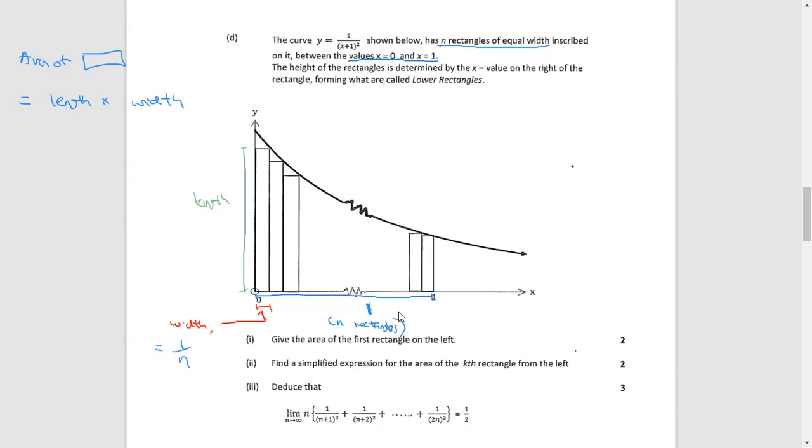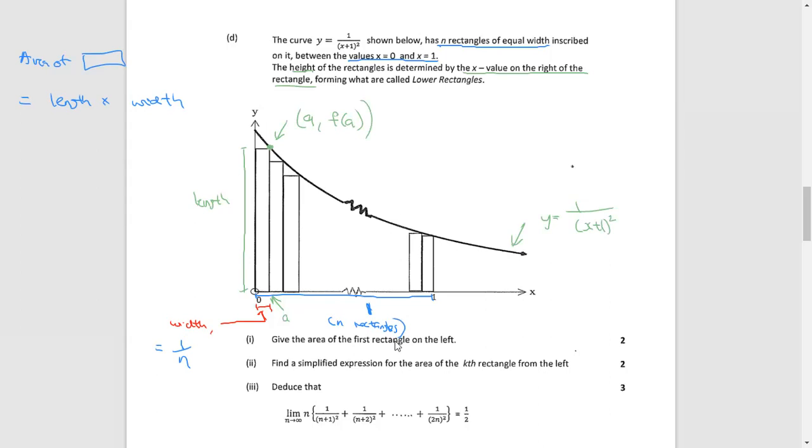Now, on the other hand, the length, which is basically the height of the rectangle, is determined by the x value on the right-hand side of the rectangle. So if we can figure out what this x value here is, we'll call that a for now. If we can figure out a, then it makes sense that the height, which is our length, is f of a, because after all, this is the function y equals f of x, which is 1 over x plus 1, all squared. So it should be fairly straightforward once we figure out what the x coordinate is.